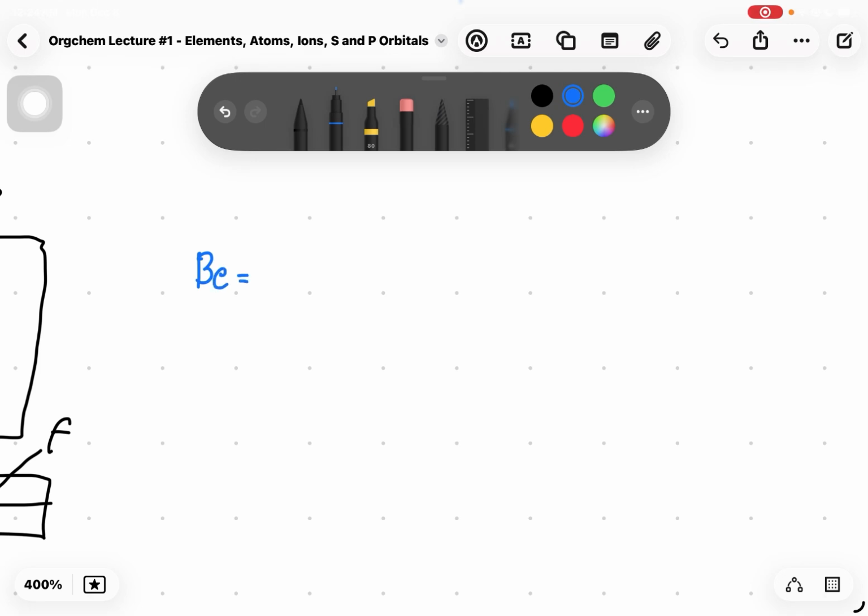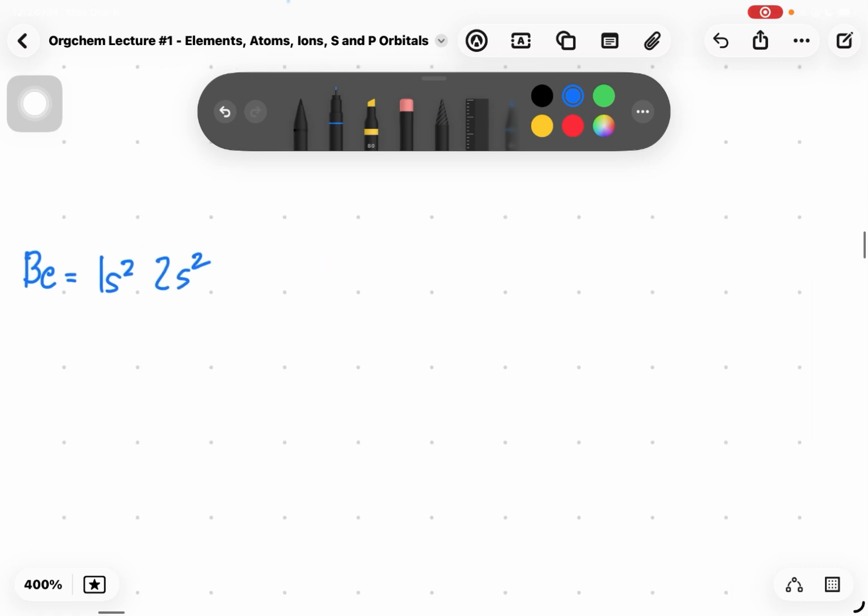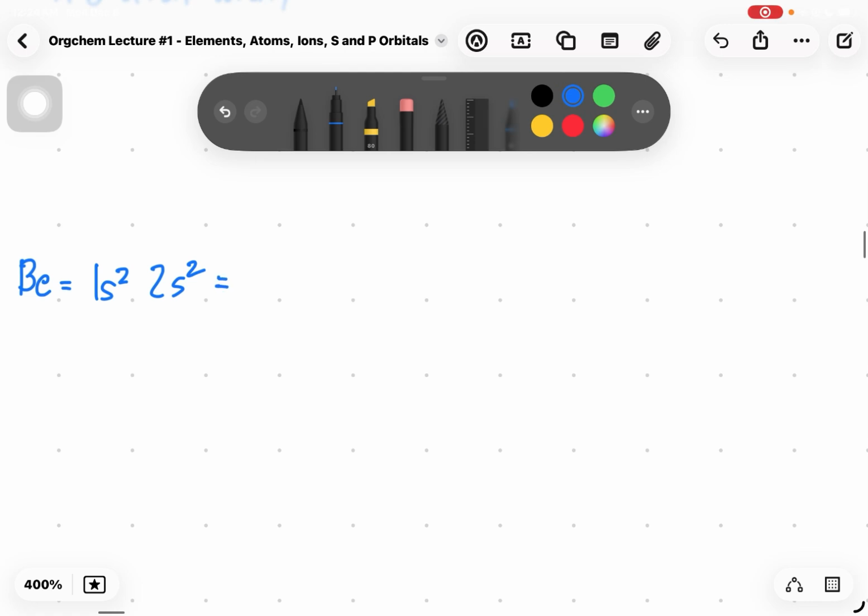The electron configuration of beryllium would be 1s2, 2s2. Now, how do we convert this into an orbital diagram? You can basically write it like this: 1s, 2s. We write these in order of increasing energy. Now, since there's 2 electrons in the first orbital, we write it like that. There's also 2 electrons in the second orbital, so we're going to write it like this.